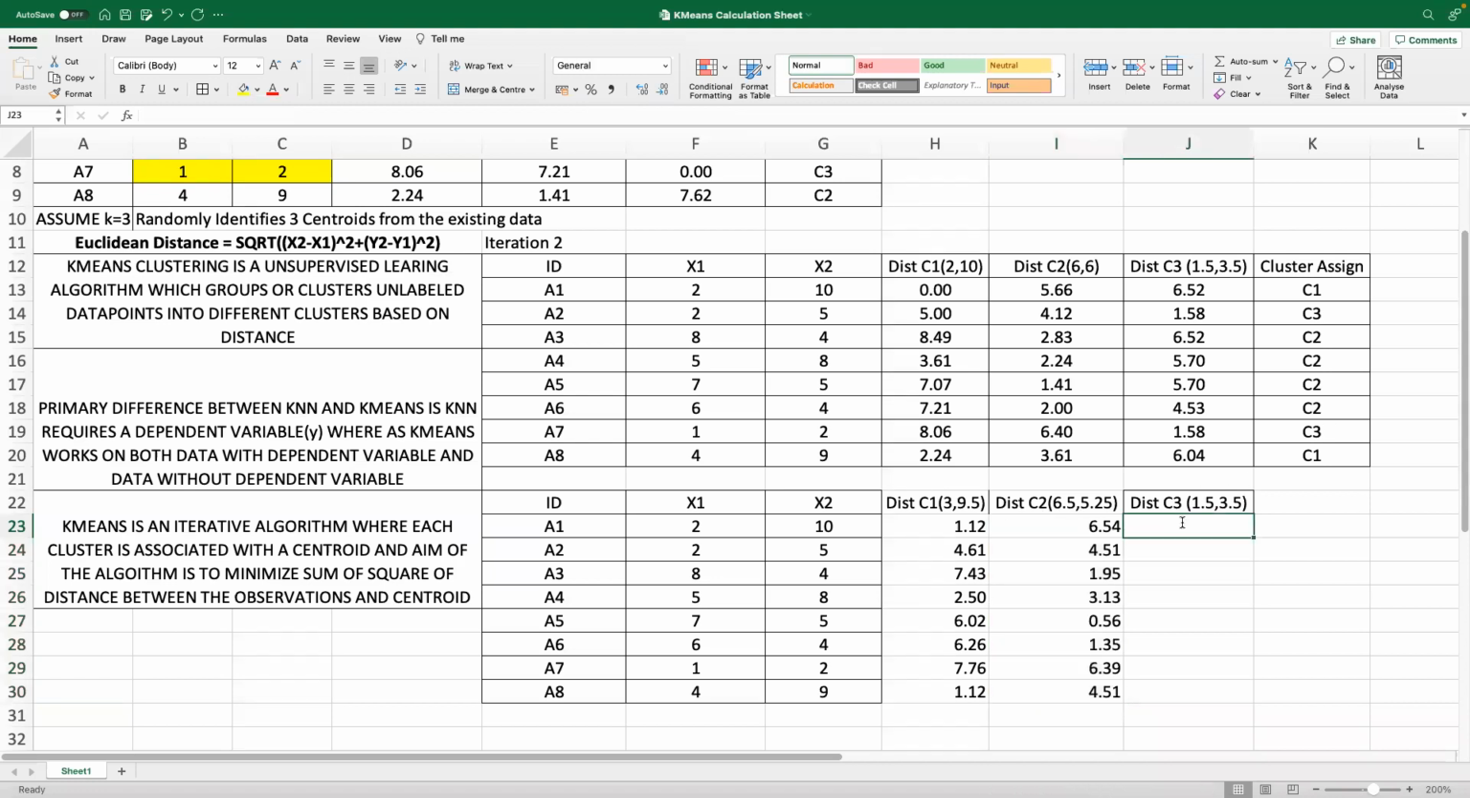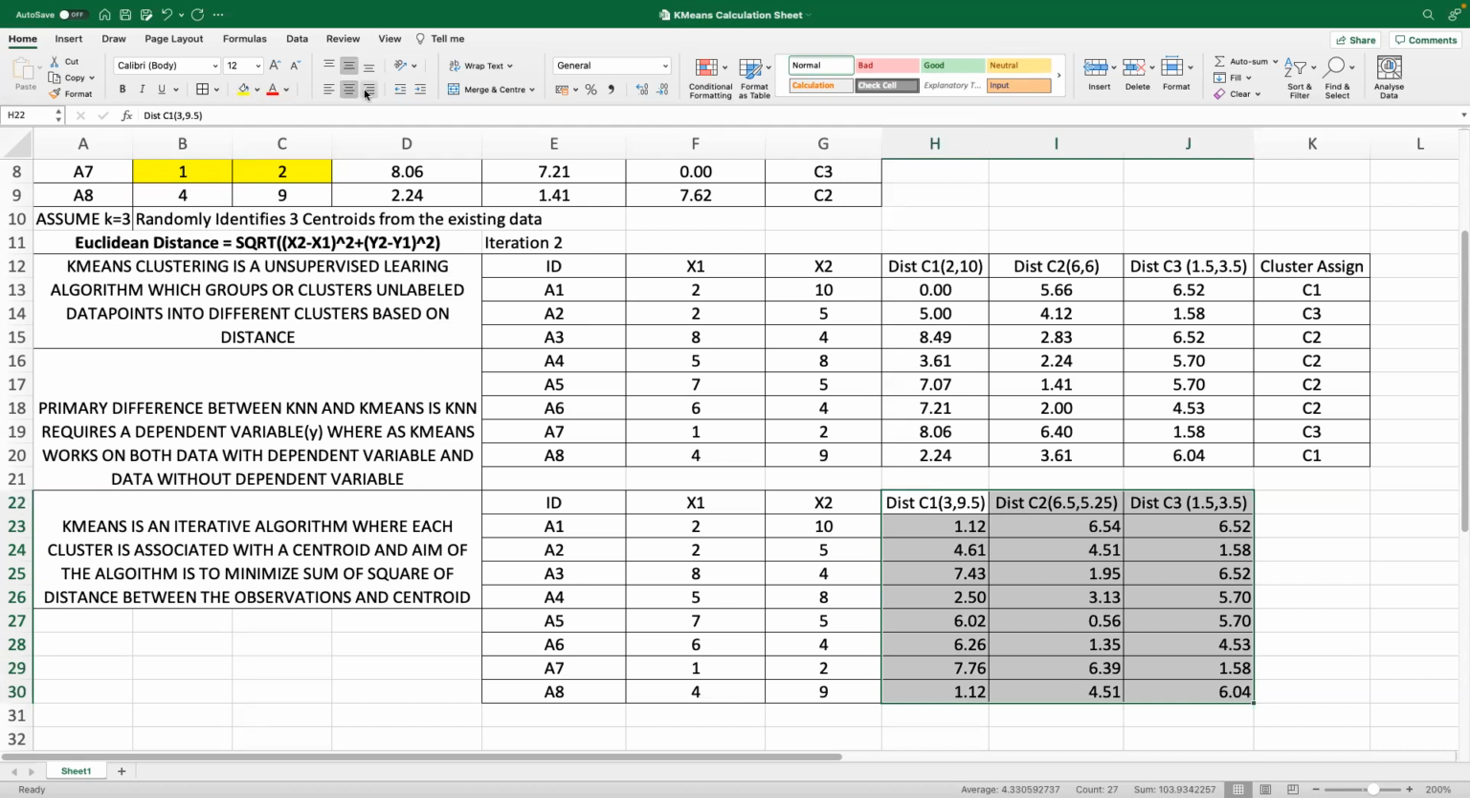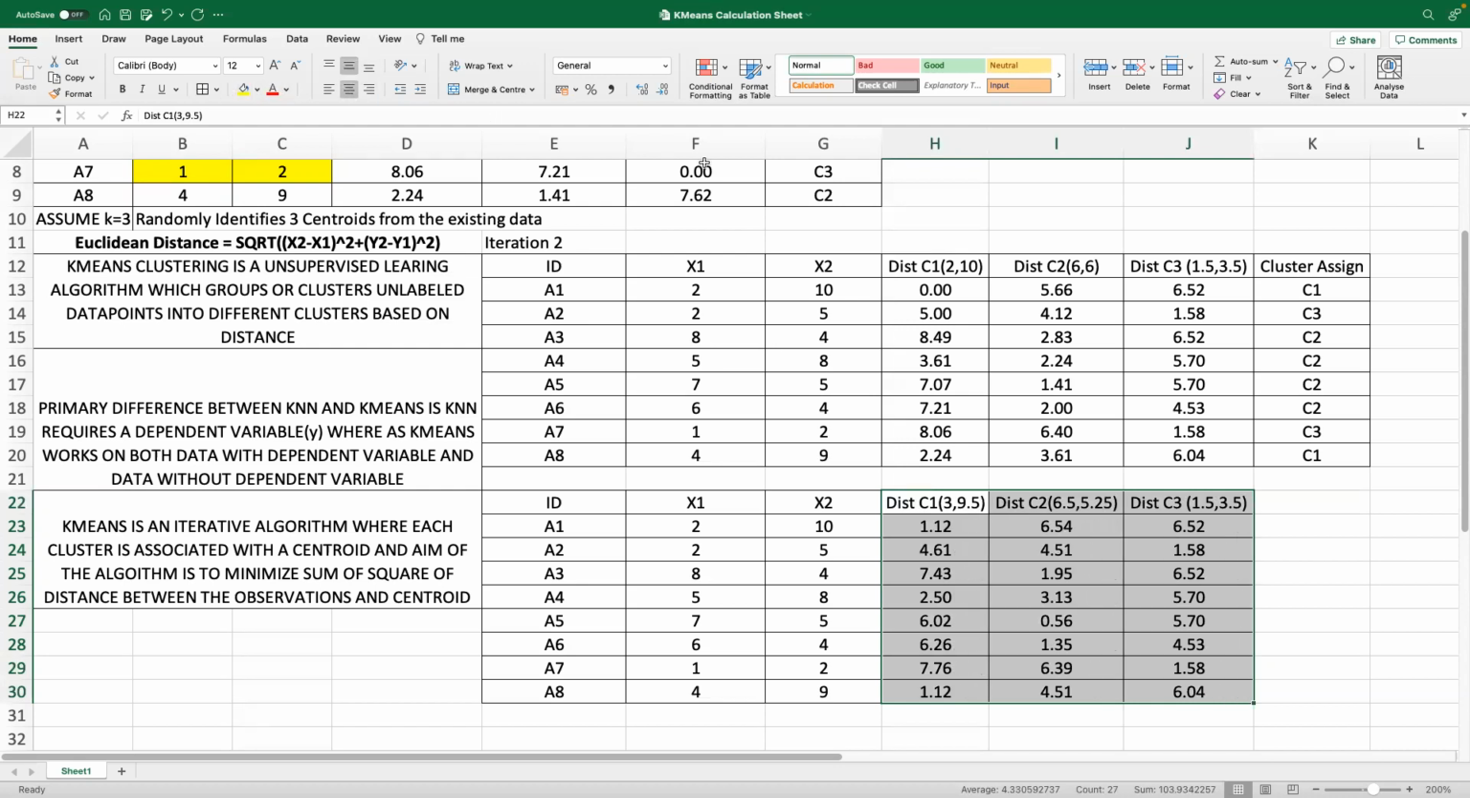Then the last one is equal to SQRT, open two brackets, 1.5 minus 2 to the power of 2, plus open bracket 3.5 minus 10 to the power of 2, close bracket. This also we will reduce to 2 decimals. So these 3, we make it this, and then we will center them.